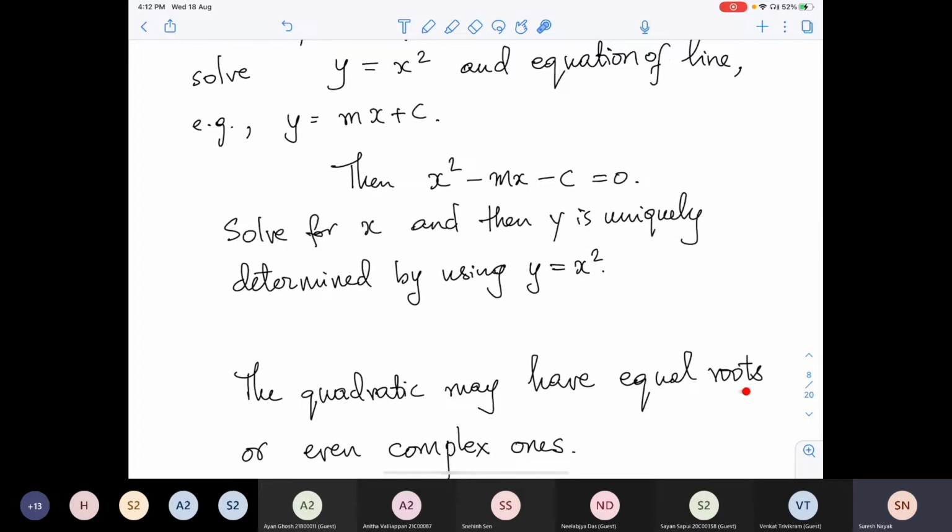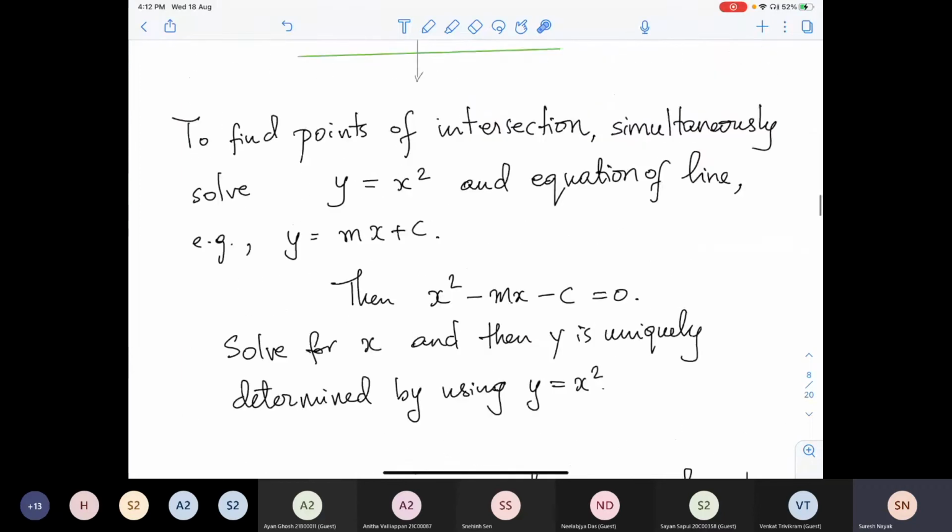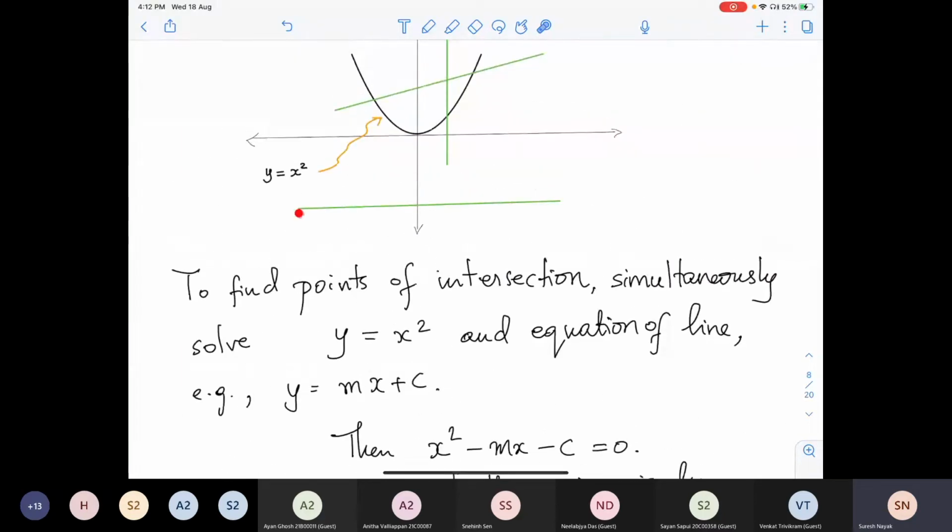One is that it may have equal roots if the discriminant is 0, or worse, if the discriminant is negative, it may even have complex roots. And if x is complex, then y is also complex, and so you don't really have a point of intersection. And that is what is really happening, for example, with this line where y is negative.